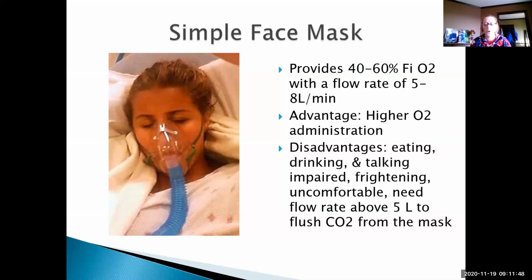But you do need a flow rate of at least 5 liters or higher if they do have a mask on, because otherwise that CO2 can be retained in the mask. So you want at least 5 liters or higher so that way it flushes some of that expelled CO2.